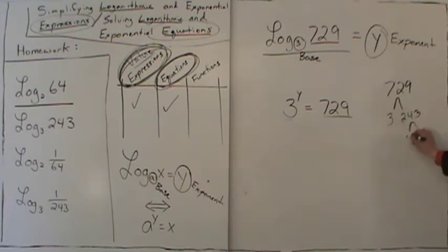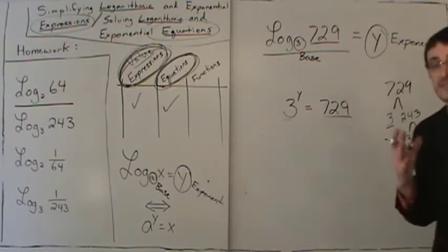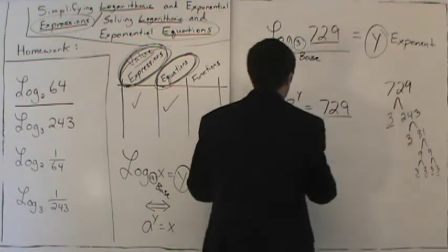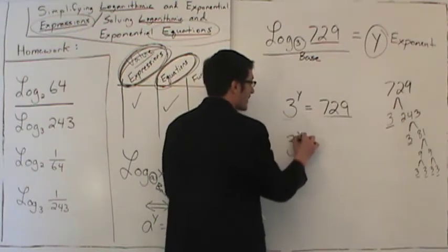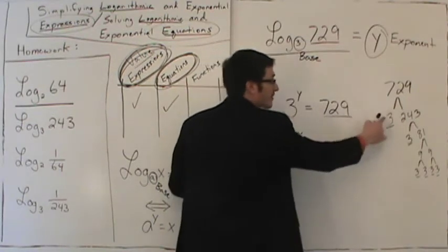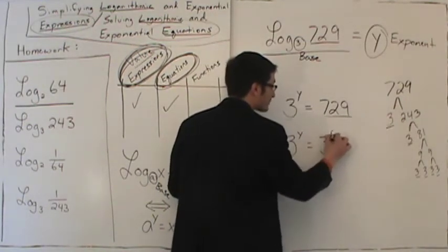Now, break it down again, which is 3 times 81. 81 is what? 9 times 9. And we can break the 9s down. We get 3 times 3, 3 times 3. How many 3's multiply to give 729? If you count them, 1, 2, 3, 4, 5, 6. So we have 6 3's that make 729. So we're going to write 3 to the y power. Instead of writing 729, we're going to write 3 to the 6th power.